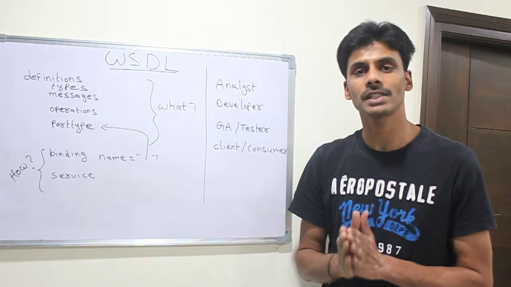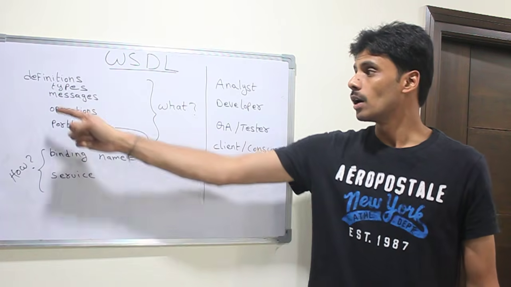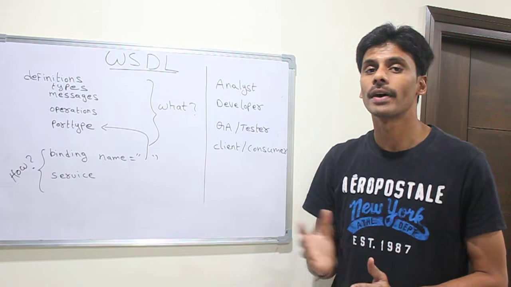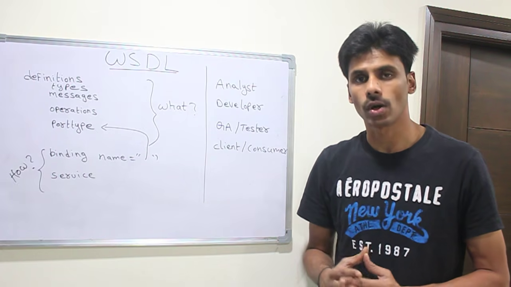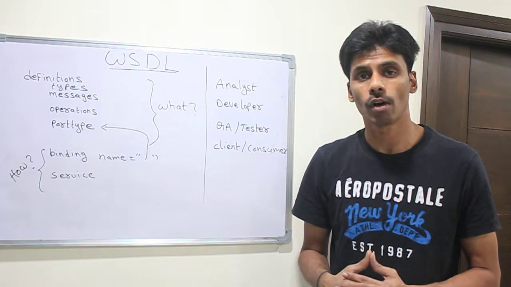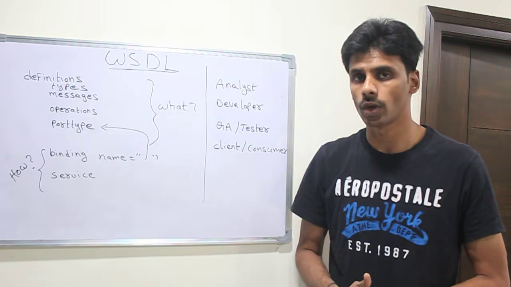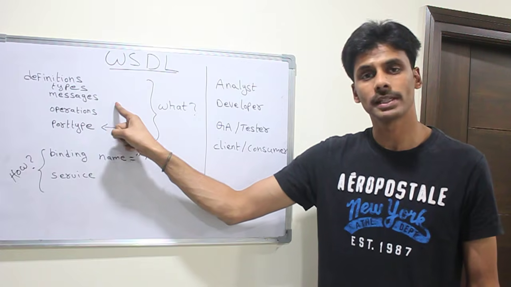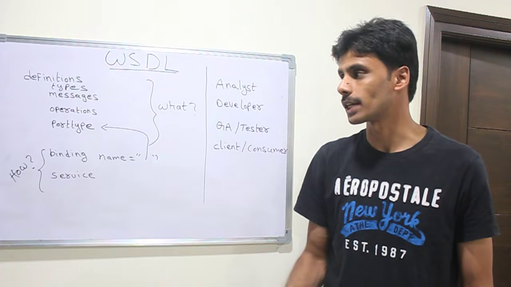Once we have the request and response types defined, we define the messages. Messages are analogous to input parameters and return types of methods in Java, .NET, or any other programming language. So using the types defined here, we define the input message, output message, fault message, etc.